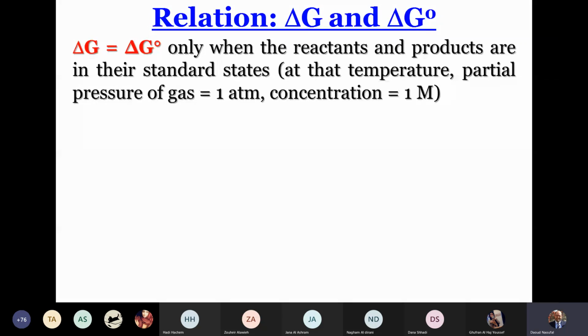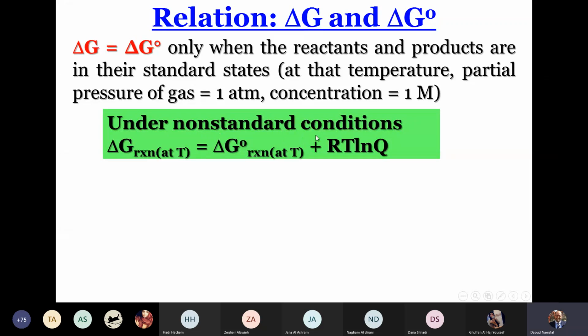And this is only when the reactants and the products in the described exercise are in their standard state. At the given temperature, the partial pressure of a gas, for example a reactant or a product, is 1 atmosphere. If you have ions in reactants or products, the concentration should be 1 molar. So delta G is different from delta G0, but in some cases you can write delta G equal delta G0 only when you are sure that your reactants and your products are in their standard state.